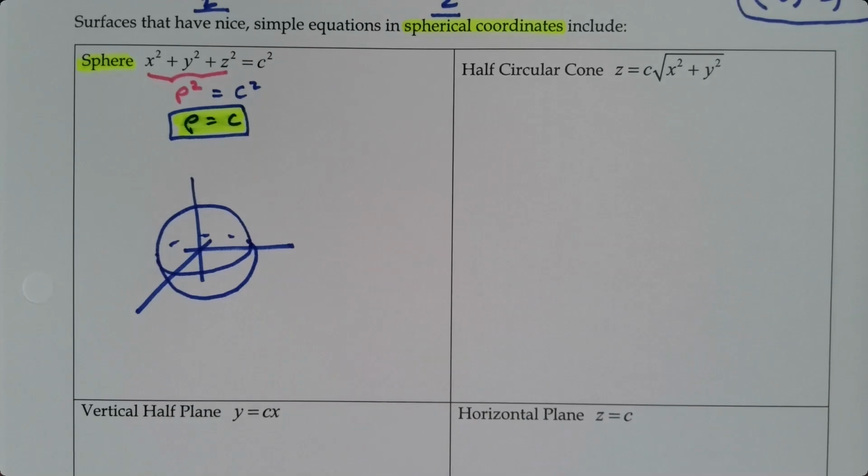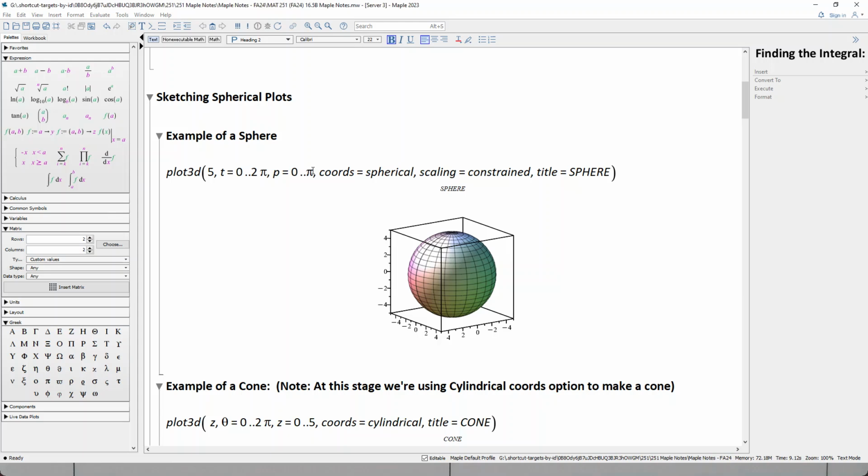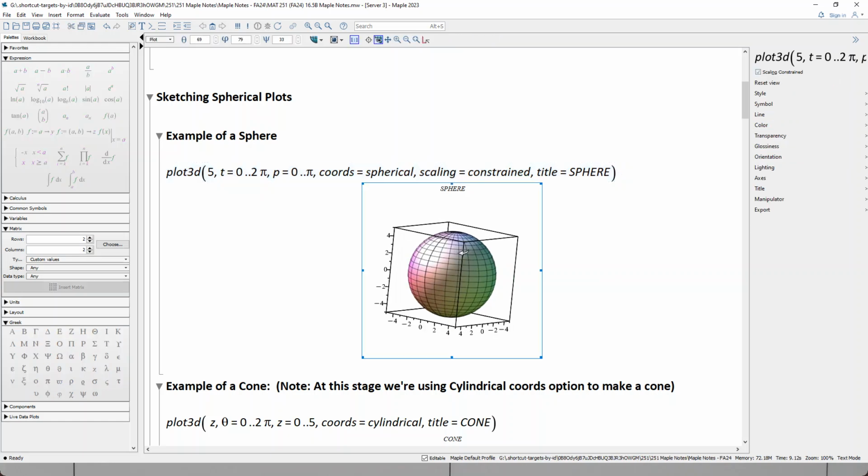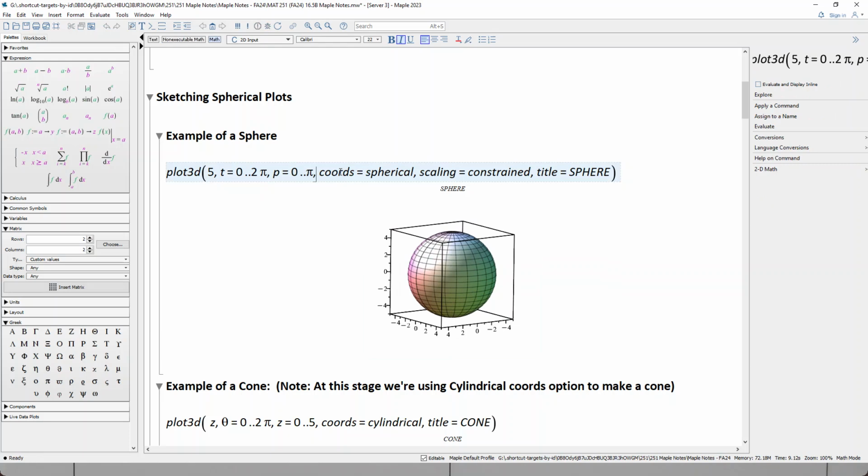And I wanted to show you this in Maple. So if I set my coordinates as spherical, that's how you do it, it's just a constant. If I just say 5, it assumes it's rho equals 5. That's how it works. So it's like, okay, 5, here you go. Here's a sphere of radius 5. Knock yourself out, because if the coordinates are spherical, that's assumed.